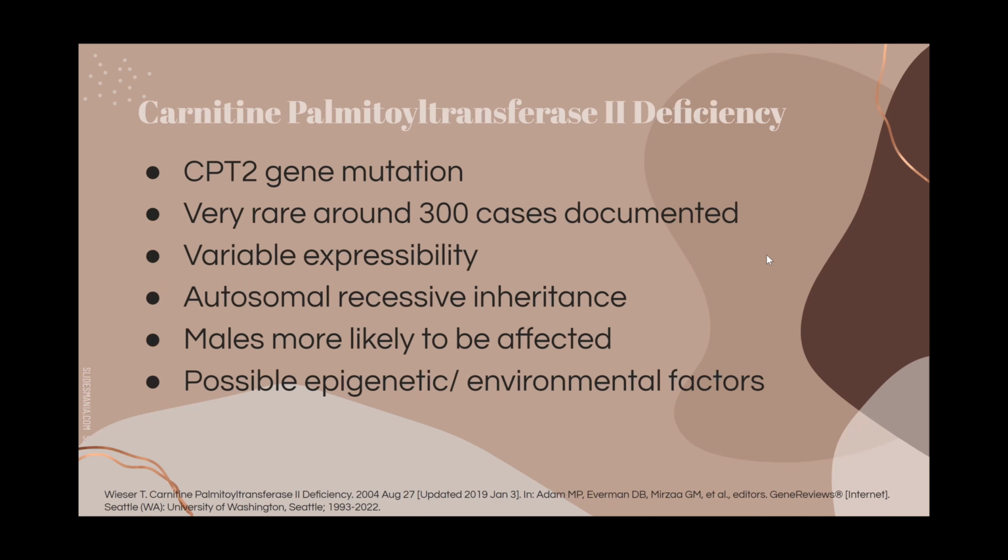Another form of carnitine deficiency is carnitine palmitoyltransferase 2. This happens when there's a mutation in the CP2 gene, and there's only ever been around 300 cases documented, so it's very, very rare. It also has variable expressivity and an autosomal recessive inheritance. An interesting thing about this form that sets it apart from the other forms is that males are more likely to be affected, and there is thought to be some sort of epigenetic or environmental factor, but they're not exactly sure what yet, just because of how rare it is.